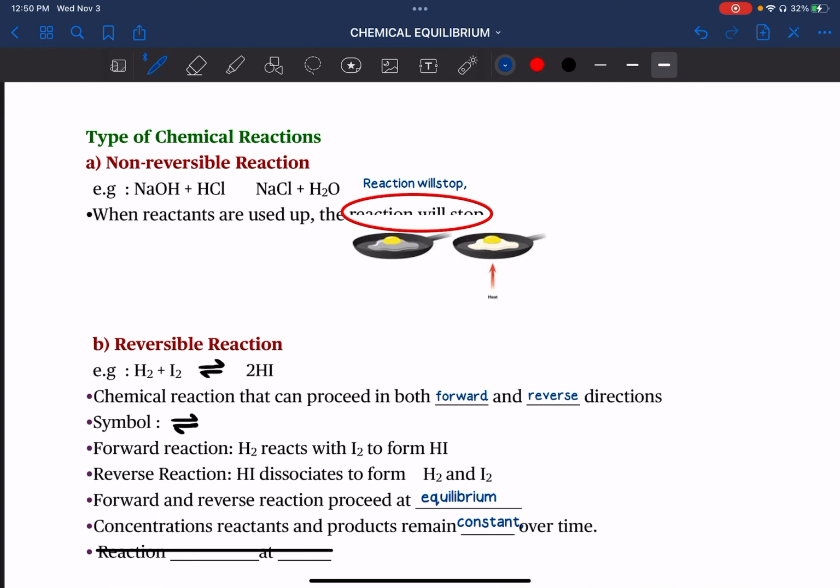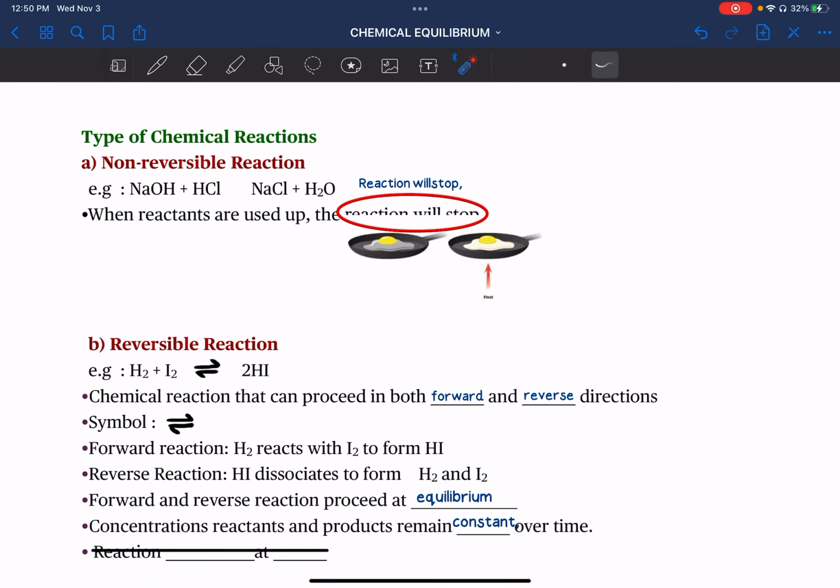So, we have two types of chemical reaction. Okay, the first one is non-reversible. So, what is meant by non-reversible? Maksudnya reaction tu tak boleh patah balik. Okay, the arrow is one-way arrow. For example, sodium hydroxide react with hydrochloric acid and form salt and water. Okay, maksudnya kat sini, once salt and water form, it cannot go back to the original form. So that is meant by non-reversible reaction.